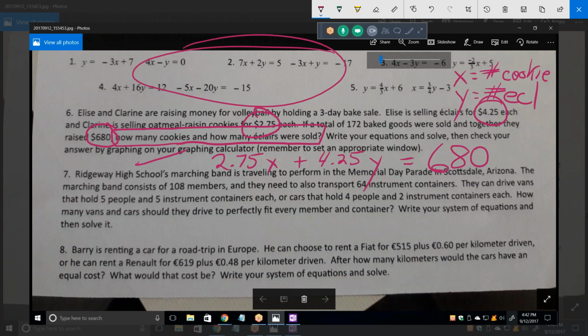All of these problems up here, in order to solve them, we had to have a second independent equation. It can't just be a multiple of this equation. Okay. What's my second equation? How many total baked goods did I sell? 172. So what equation does that translate to? The number of cookies plus the number of eclairs is equal to 172. What equation is that?